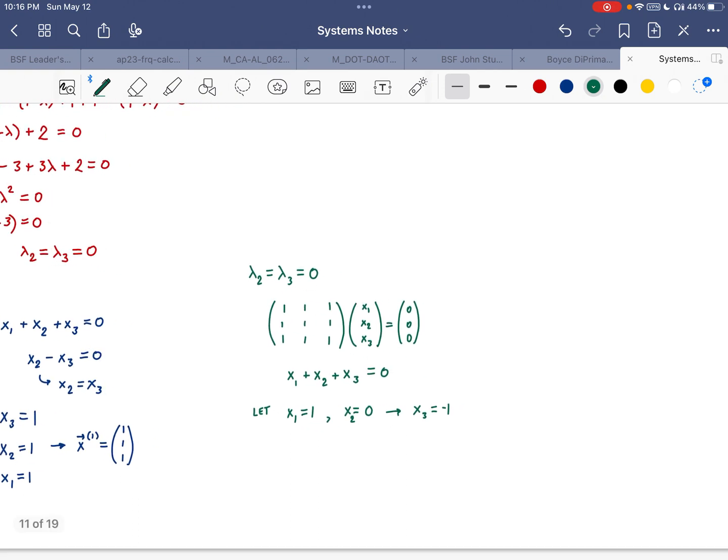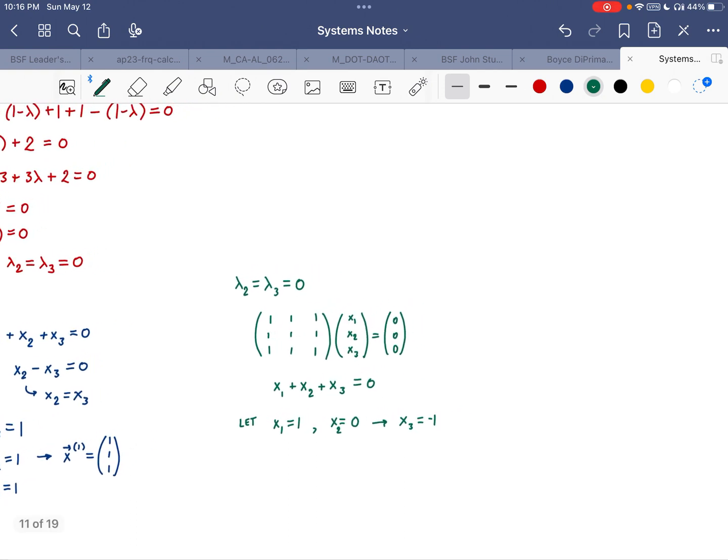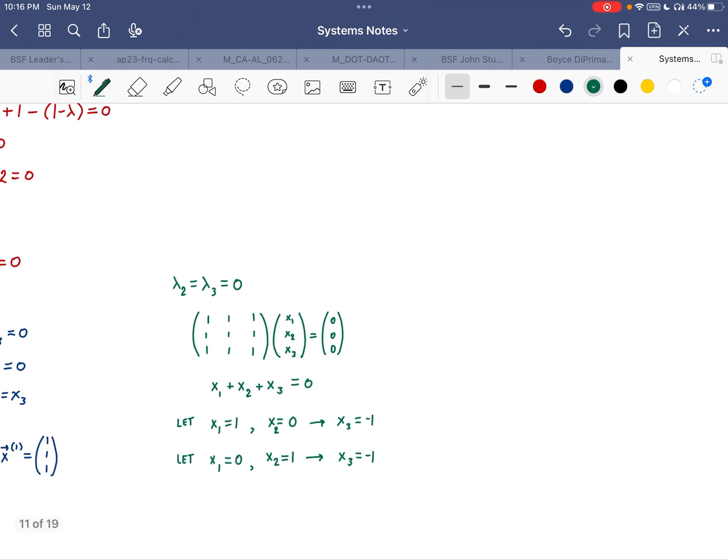And that might seem somewhat arbitrary, but you're thinking, really? Can you really just do that? And the answer is yes. And are there other ways to do this? Will you get other eigenvectors? And the answer is yes. Oops, sorry. Let's let x1 be 0 and x2 be 1. And if we do that, then we get x3 equals negative 1. Okay, so I am proposing that with these, we take these to be the other eigenvectors.